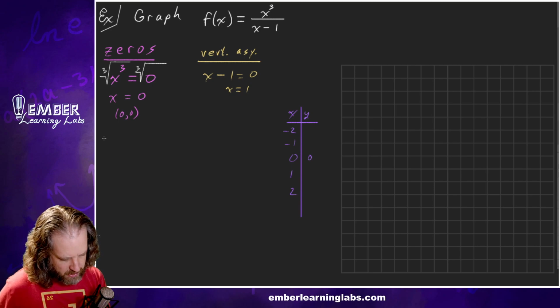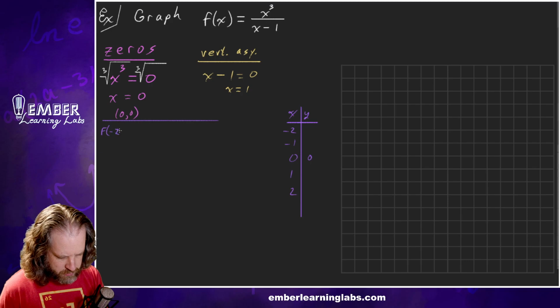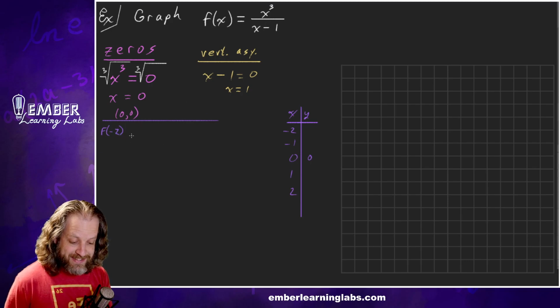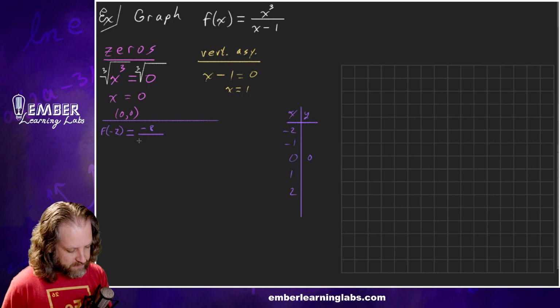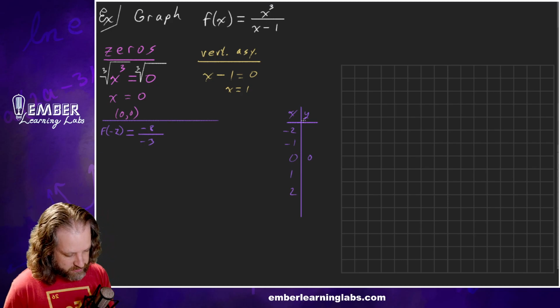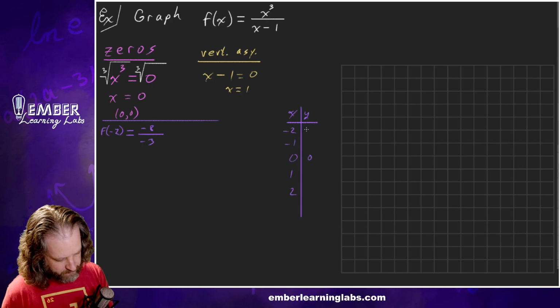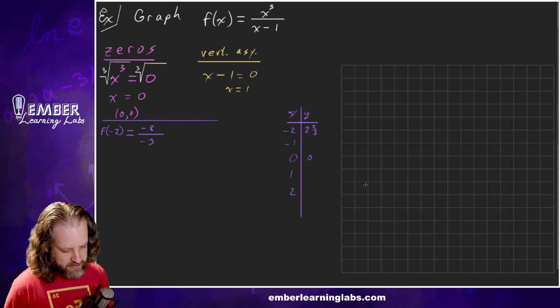So f of -2. -2 cubed is -8, right? Because negative times negative is positive. So we have -8 on the top. And then -2 minus 1 is -3. So that, as a decimal, it's going to be 2 2/3, so about 2.7. I'm just going to put 2 2/3.